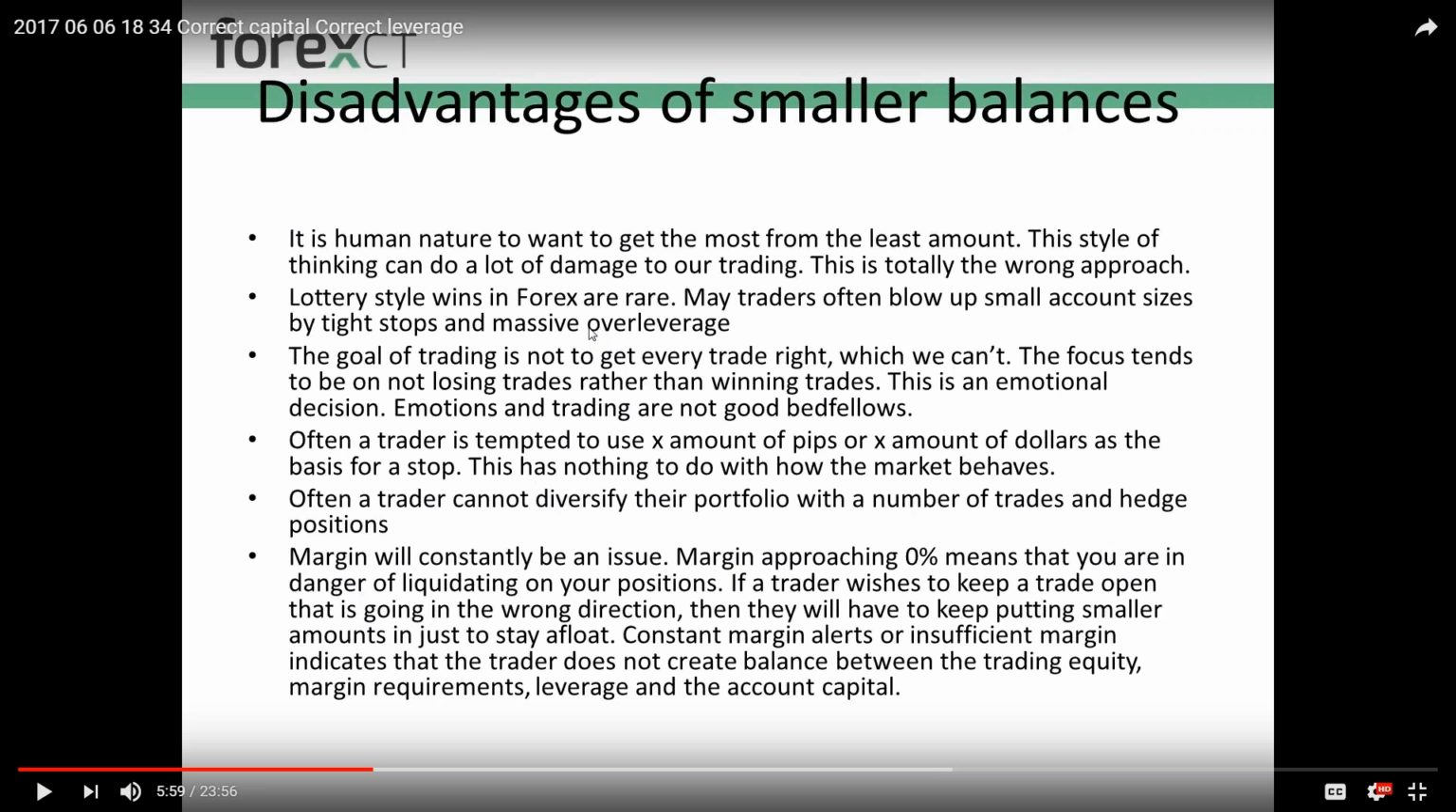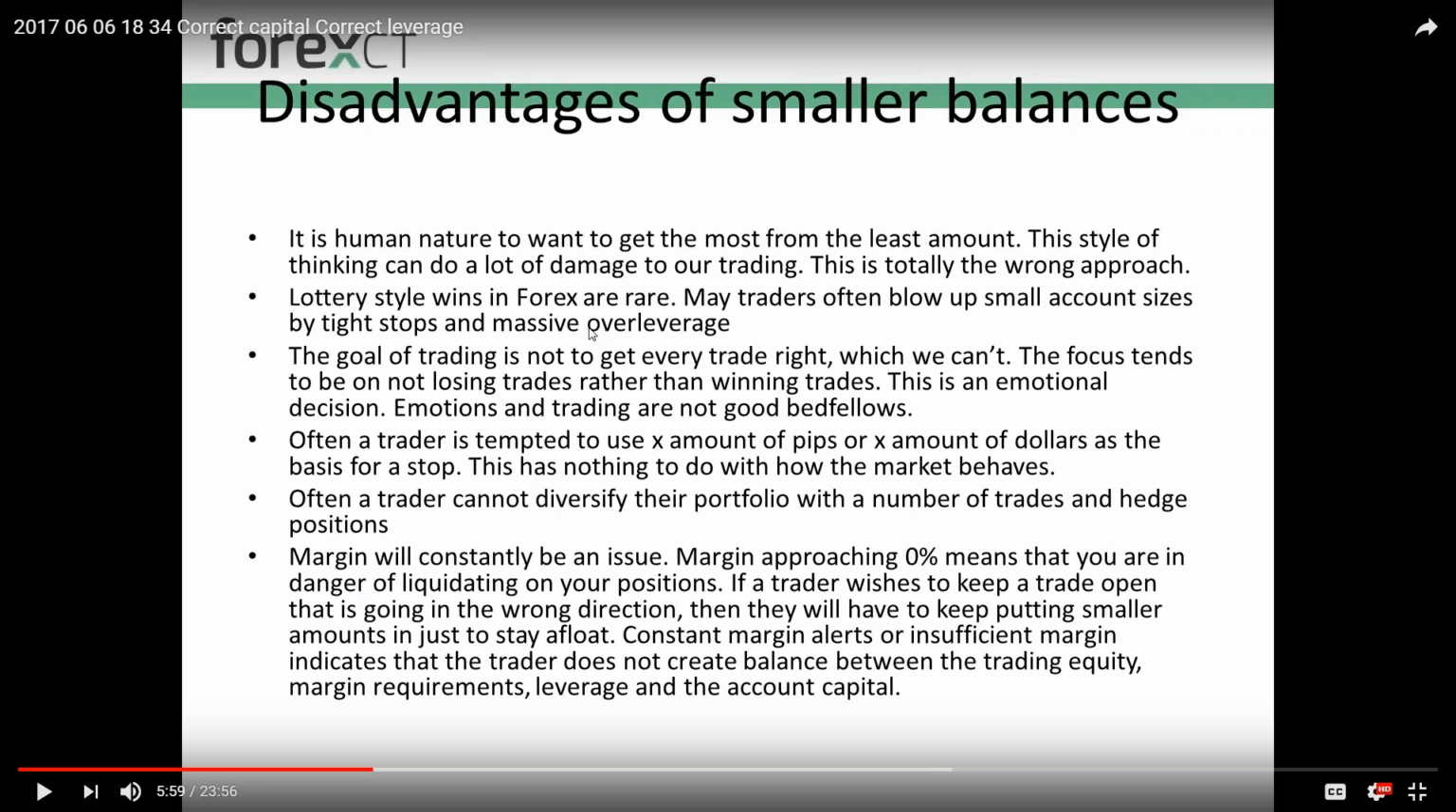Lottery-style wins in Forex are rare. Okay, they do happen, but many traders that start with small account sizes, by using tight stops and massive overleverage, can often liquidate their accounts. The goal of trading is not to get every trade right. Obviously we can't; we deal with the market. No one has total control over the market, least of all retail traders. When you have a small balance, the focus tends to be on not losing trades rather than winning trades. This is an emotional decision, and emotions in trading are not good bedfellows.